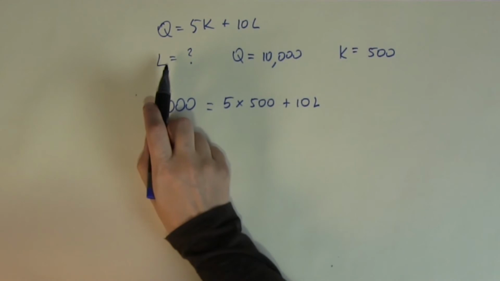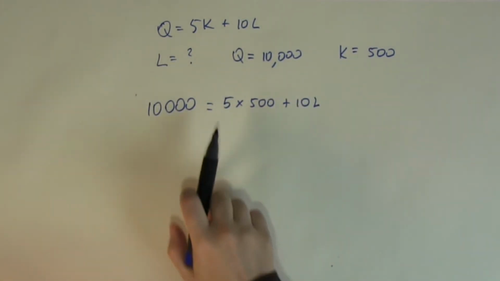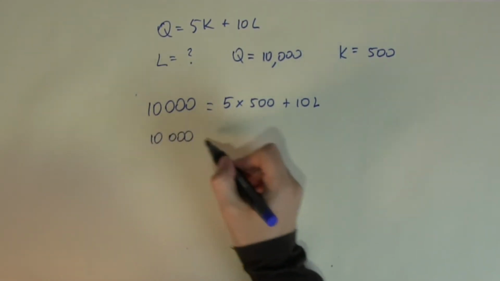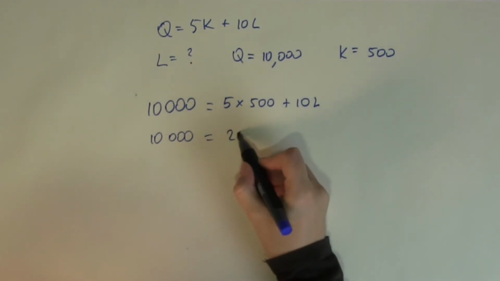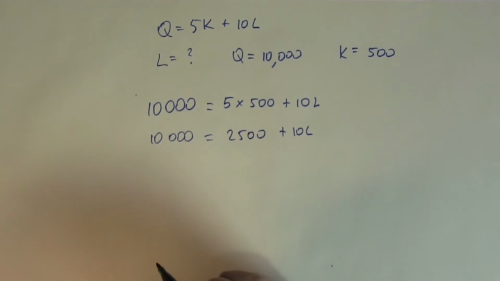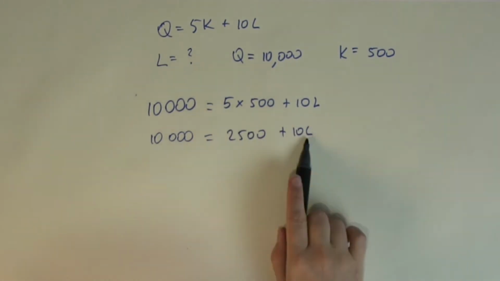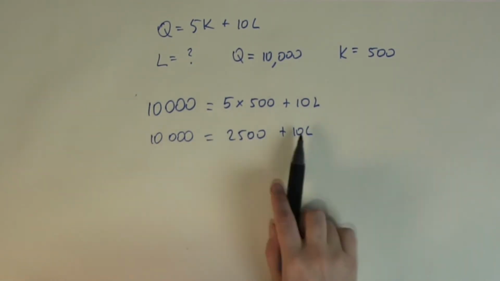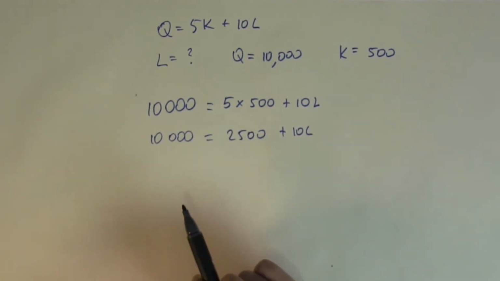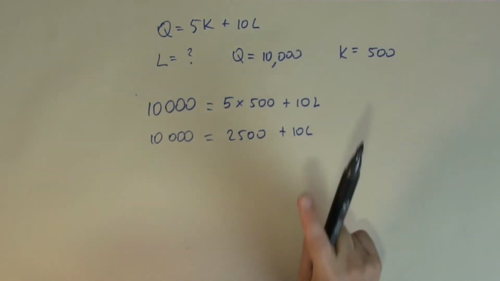Because I don't know the L value, I need to calculate the L value. So what I need to do is carry out the 5 times 500 first, which is 2,500, and that is plus 10L on this side. Now I want to know the value of 1L. So that gives us 2,500 and 10L on the right hand side. But we want to identify how much is one of those L's.